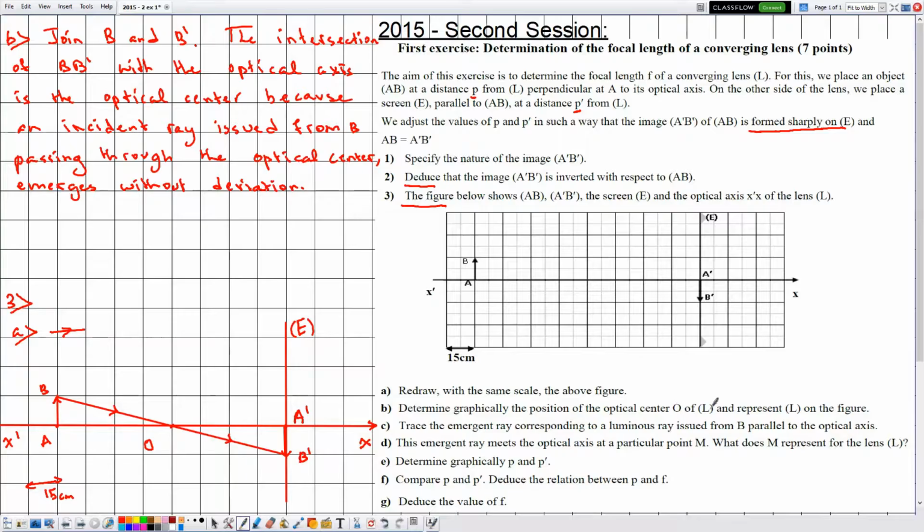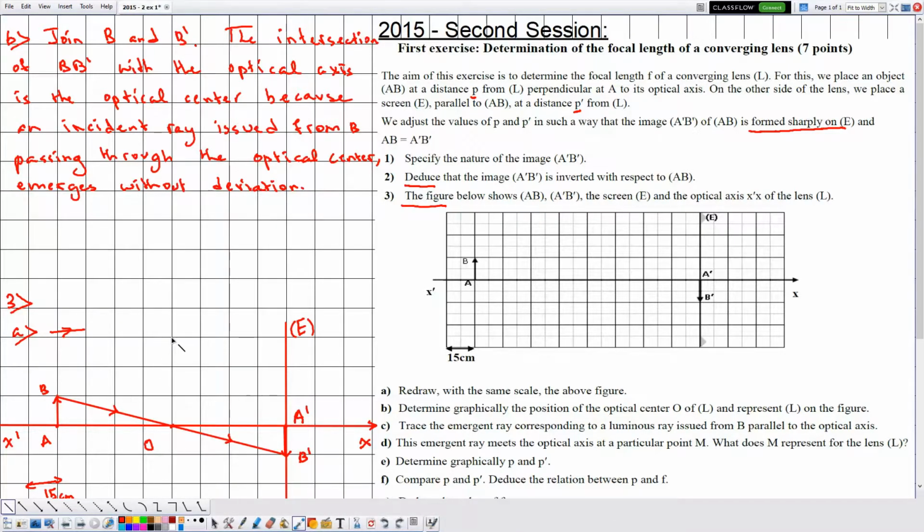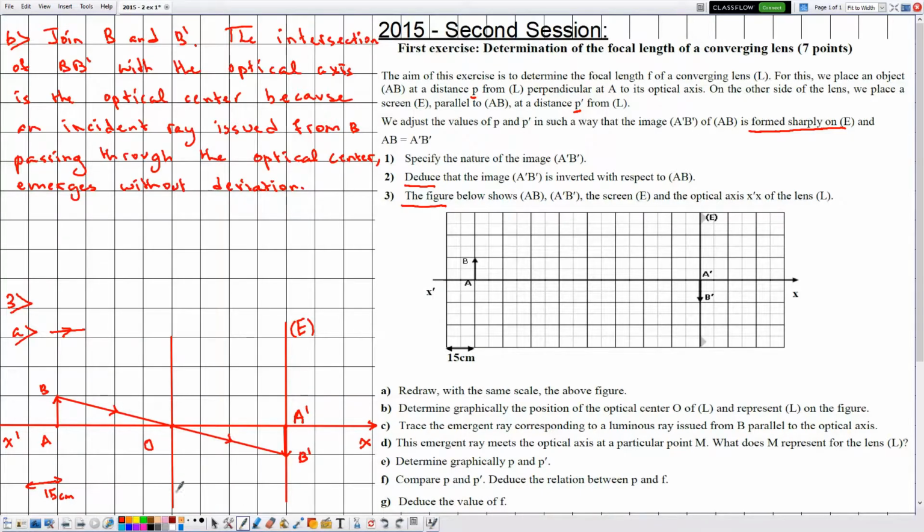Moreover, in the same part they are telling me to represent L on the figure. We know that the lens L is perpendicular to the optical axis at the optical center O. So let's replace the lens L using the correct symbol of a converging lens, which is given by this. So done for part B.